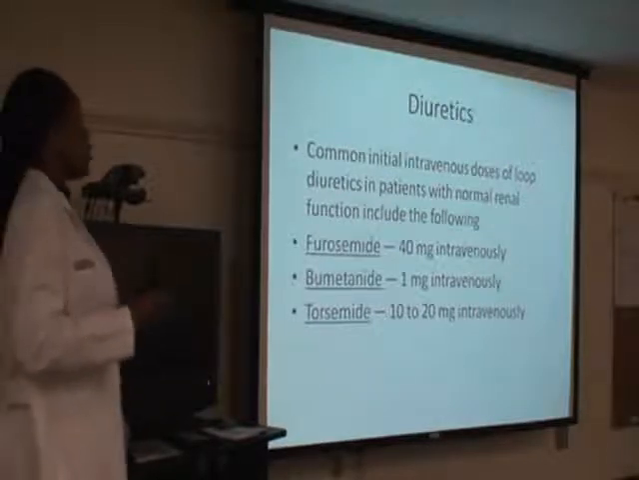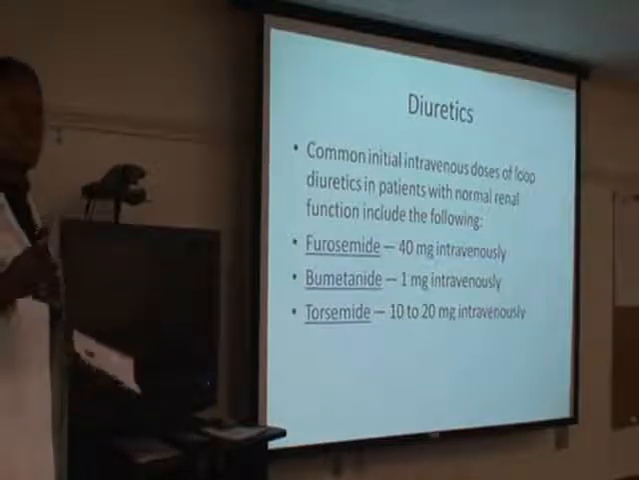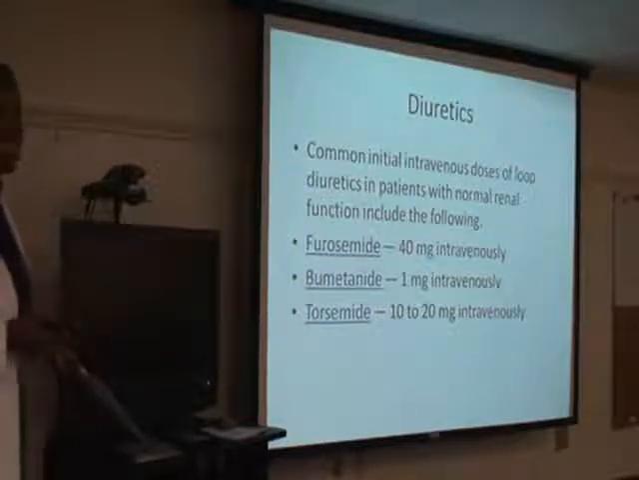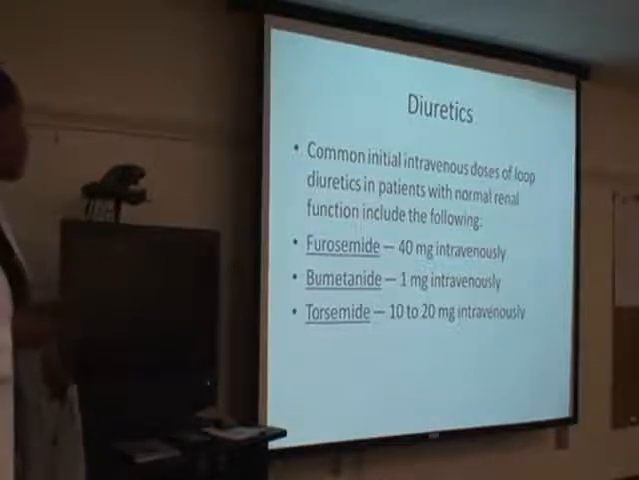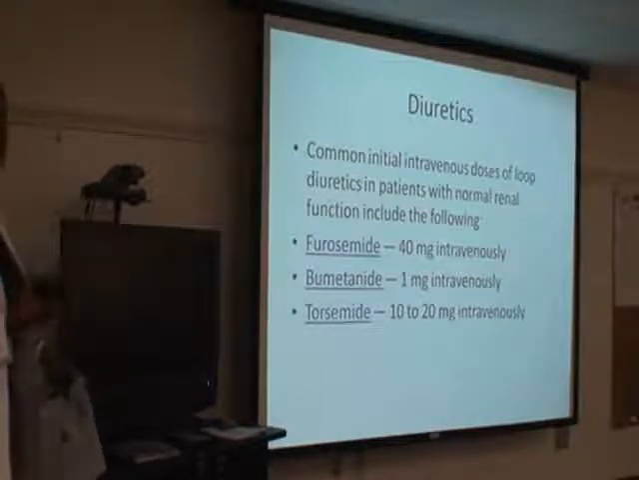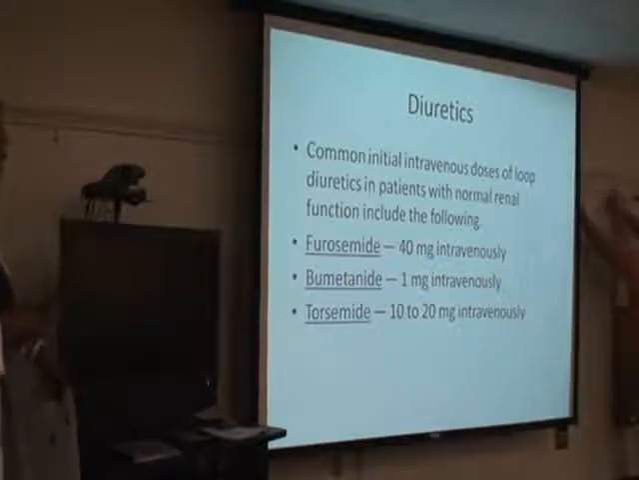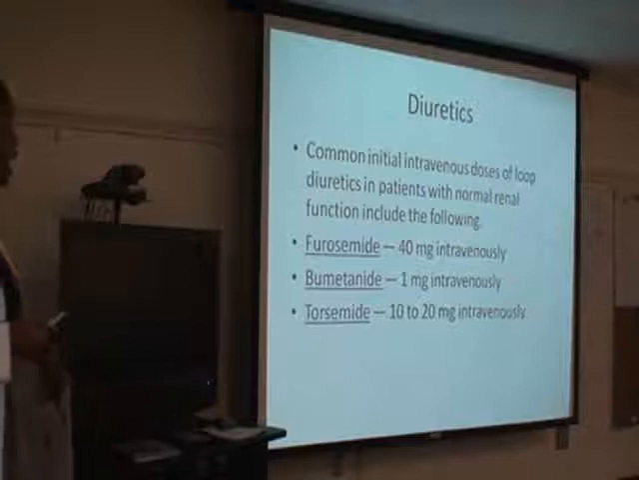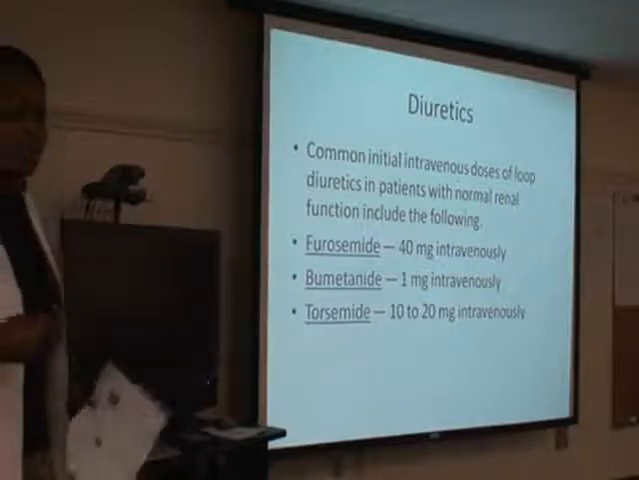Some of the common diuretics that we're going to use are your loop diuretics. If a patient has normal renal function, you can usually start with 40 milligrams of IV Lasix. If you don't have Lasix available, or they've been on other choices, other options would be Bumex, and you usually start about 1 milligram of Bumex. Torsemide or Demadex is another choice, and that's usually about 10 to 20 milligrams.